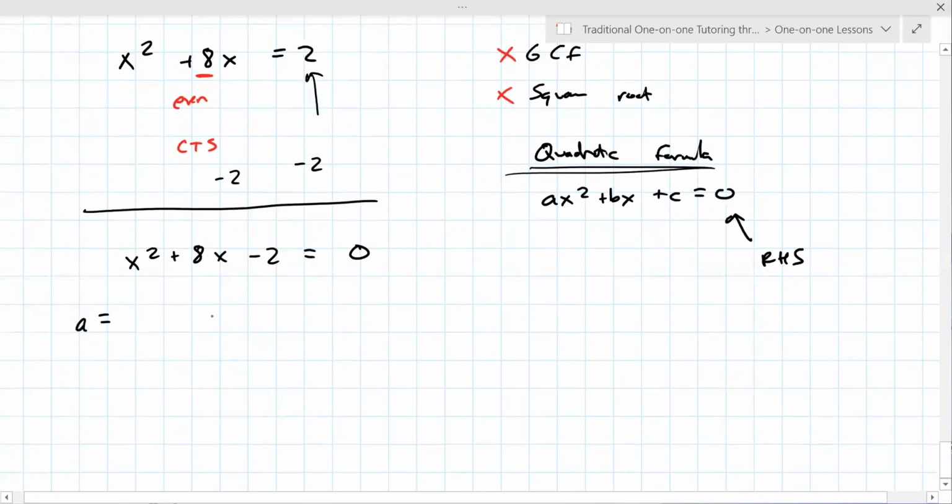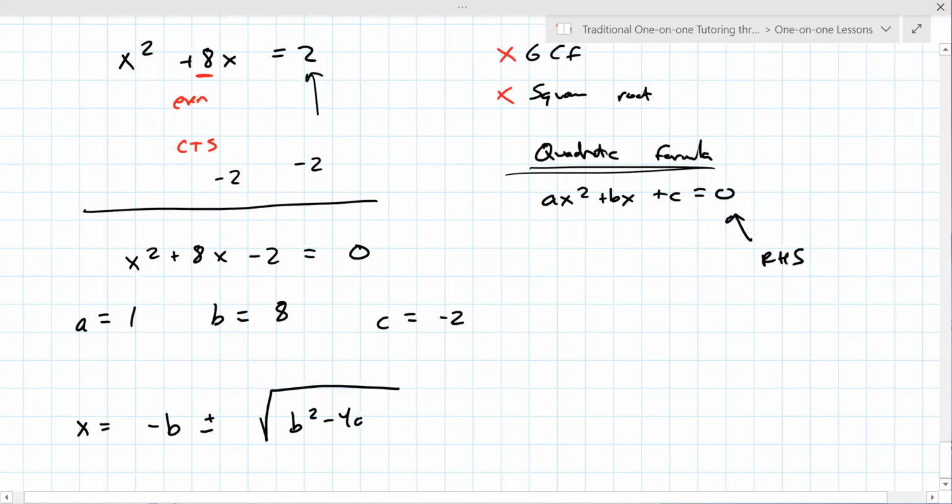So what does A equal? What does B equal? And what does C equal? A equals 1, B equals 8, and C equals -2. Perfect. Okay, and now we're going to write out the quadratic formula. Opposite of B, plus or minus the square root of B squared minus 4AC all over 2A.